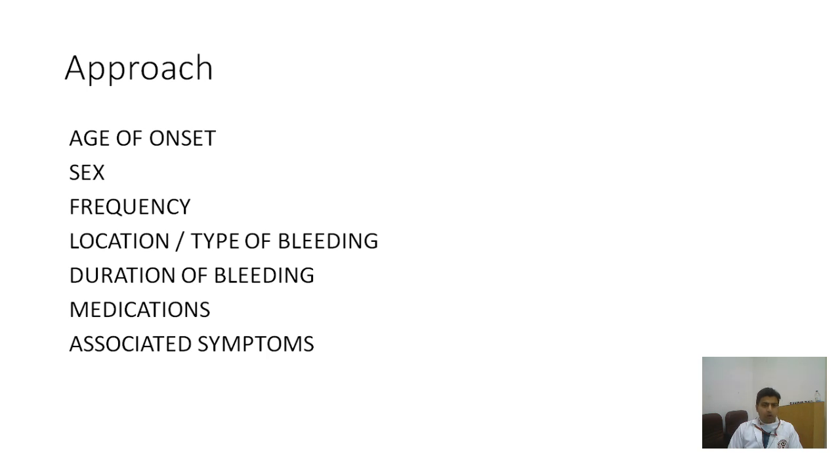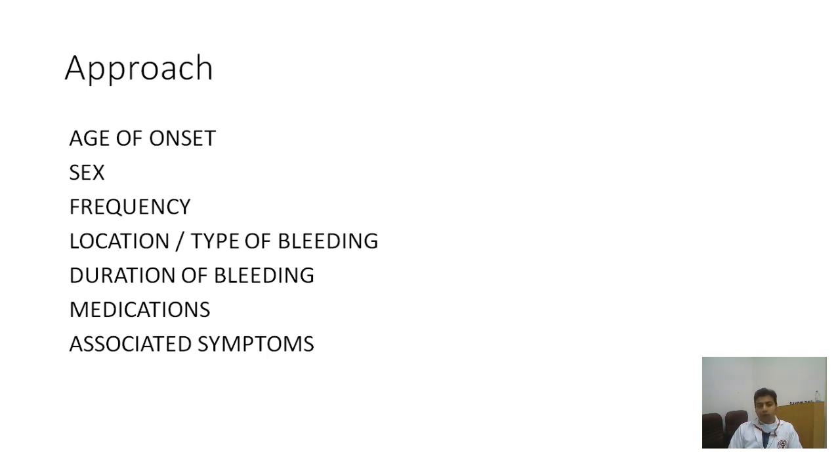So age is important. Similarly, sex. Now hemophilia, if it's a female child, is very unlikely. It's extremely unlikely it could be hemophilia, and it's more common in males. So there is a sex predilection in certain disorders. Frequency of bleeding, so as to give an idea of the severity. With very low platelet counts, less than 20,000, the bleeding can occur spontaneously. Also, there could be life-threatening bleed, and it occurs very frequently.